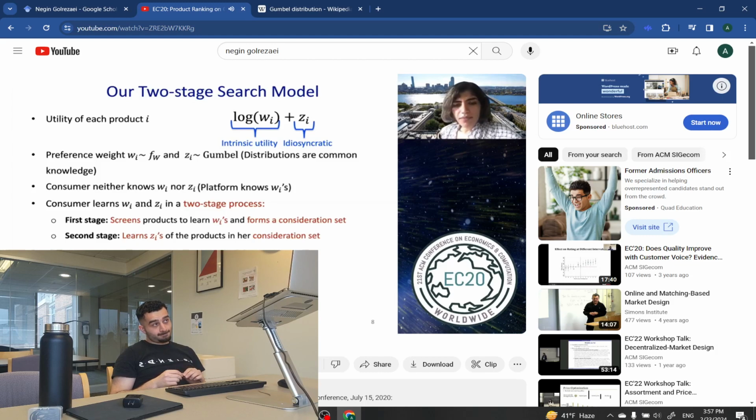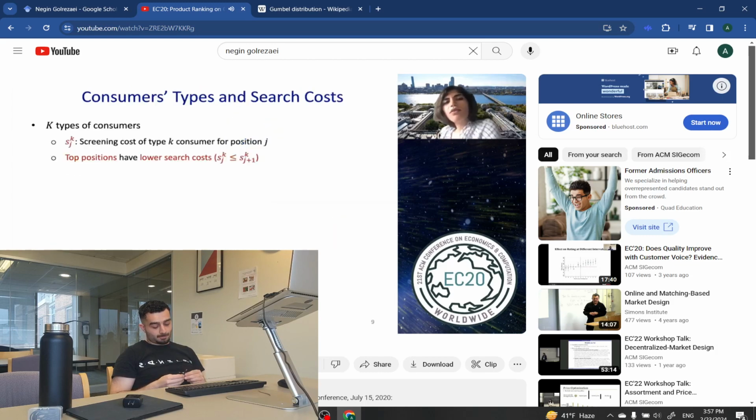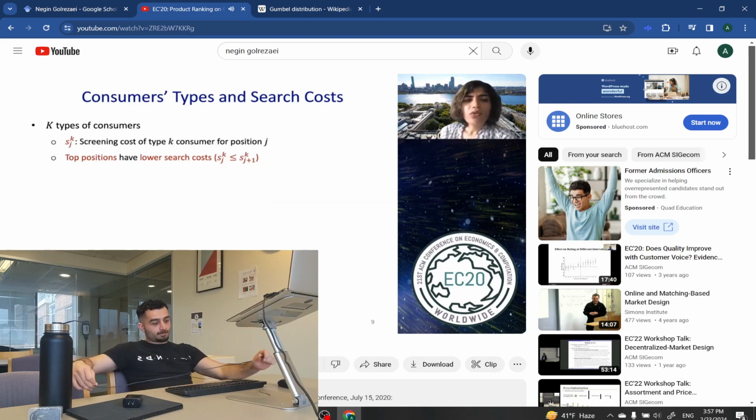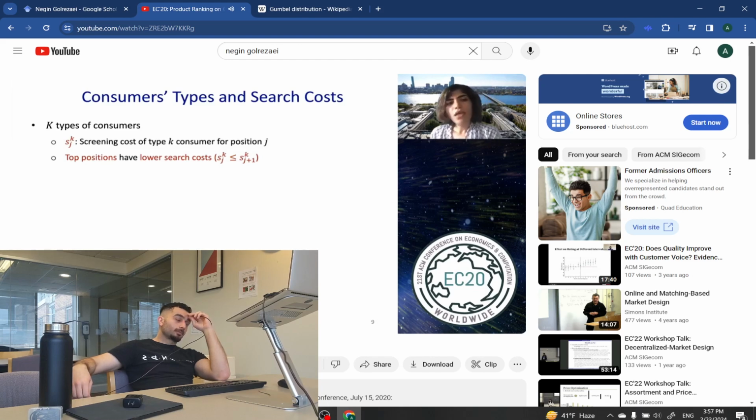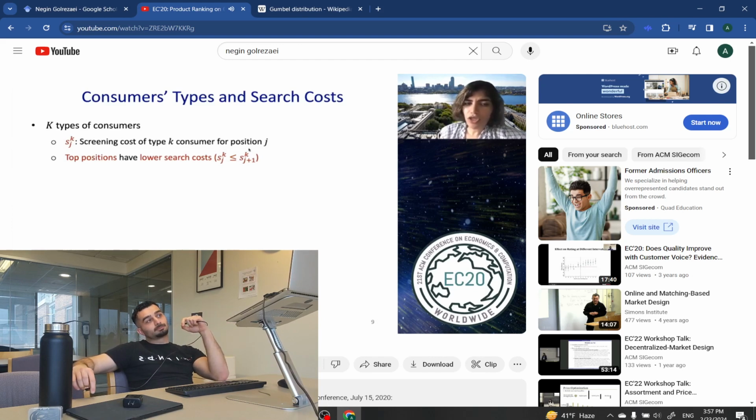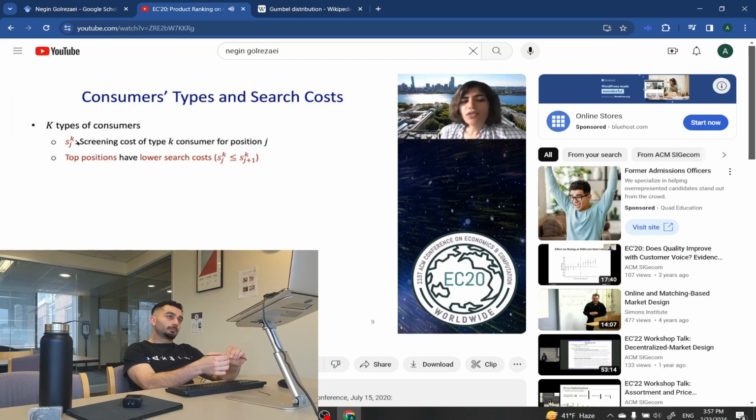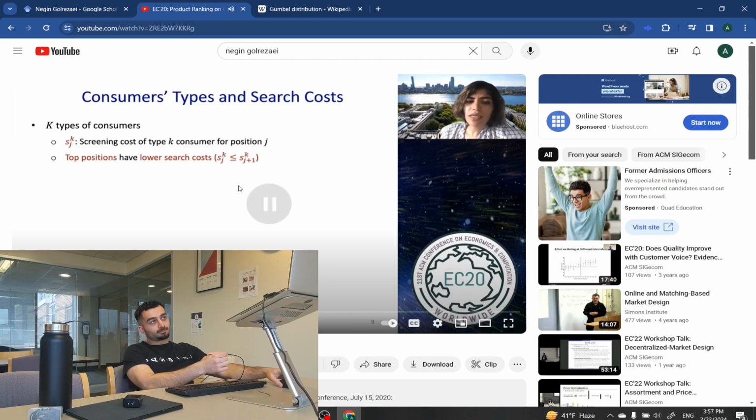Okay, so now let me give you more information about the consumers. We assume that we have K types of consumers, and these consumers are different in terms of their search costs. We have a screening cost for every position J, which we denote by SJK. We assume that the top positions have lower search costs, and that makes sense because the top positions are more visible to the consumers.